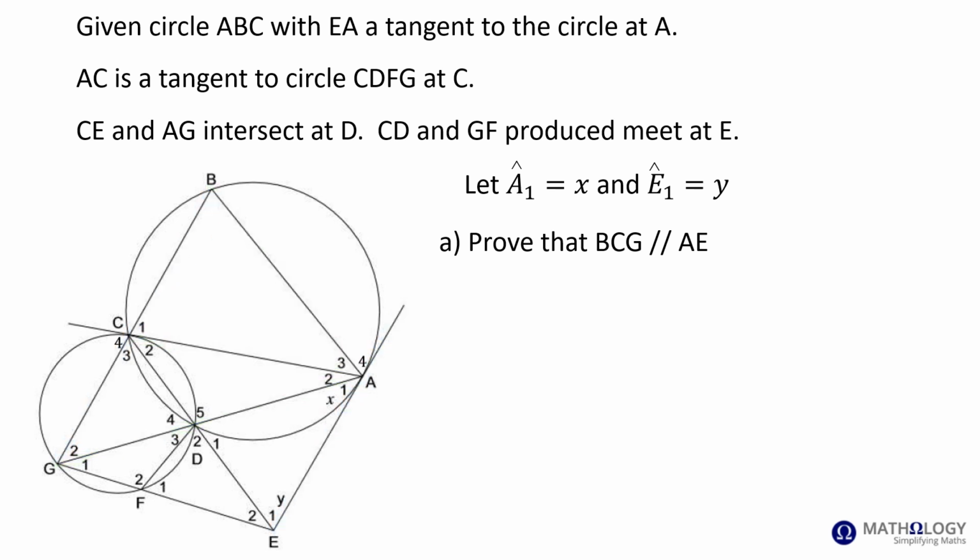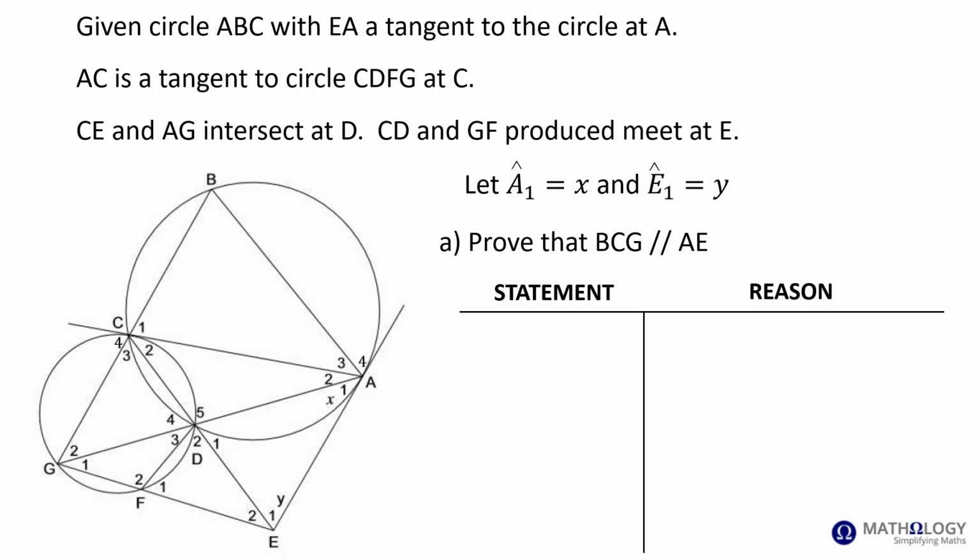At this point, it is important to note that there is more than one way to solve riders. More importantly, under no circumstances may any assumptions be made. Because we are given that angle A1 equals x, this is an indication that we will more than likely need to prove that angle G2 equals x, for BCG to be parallel to AE.